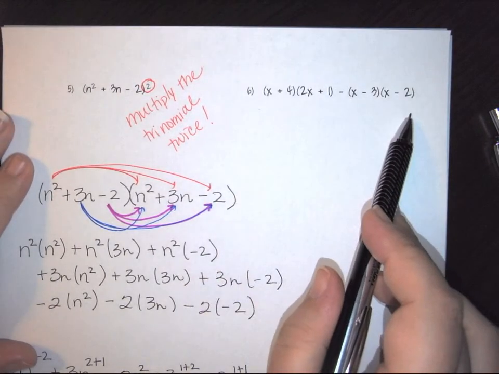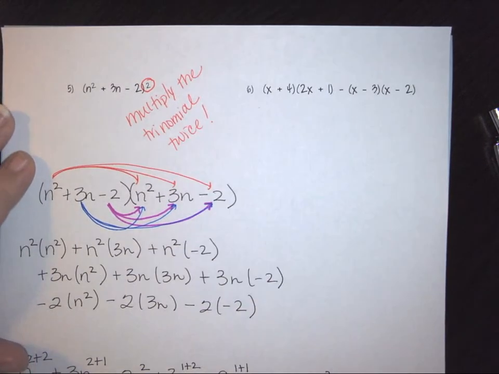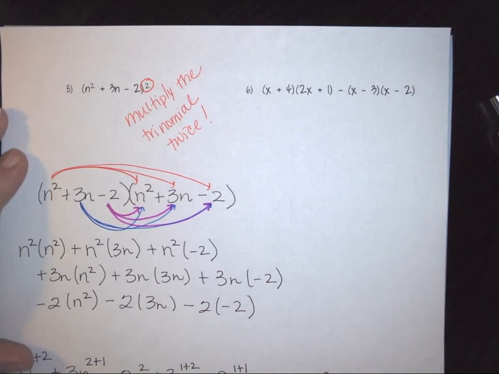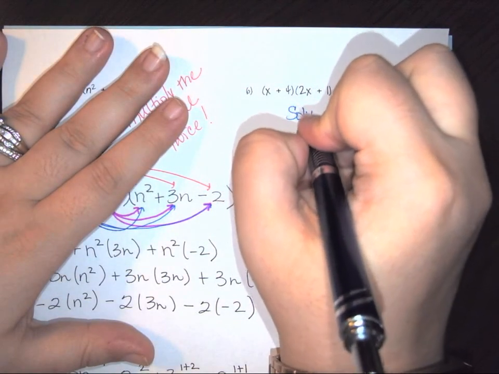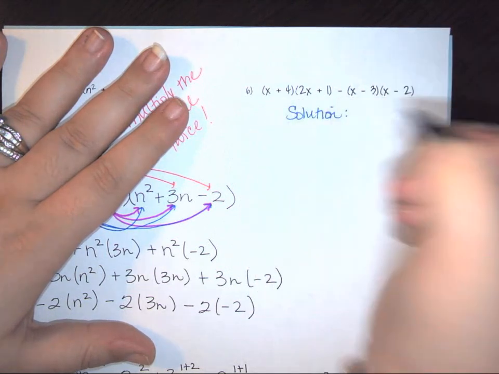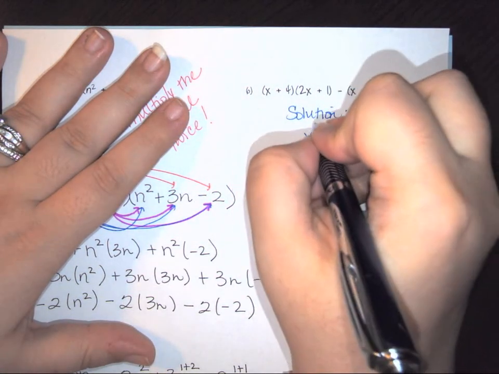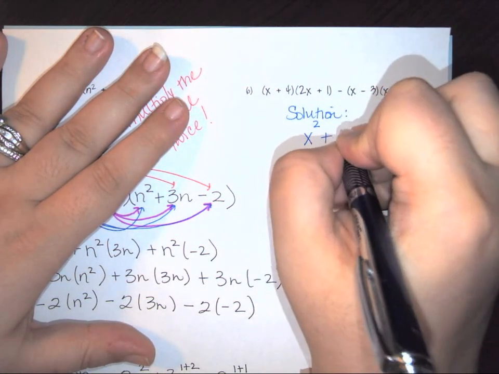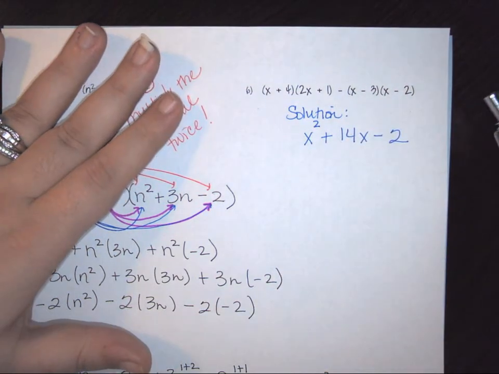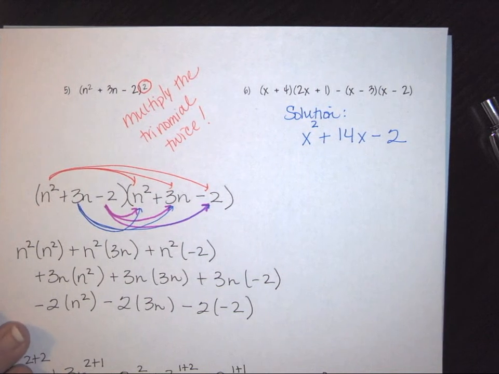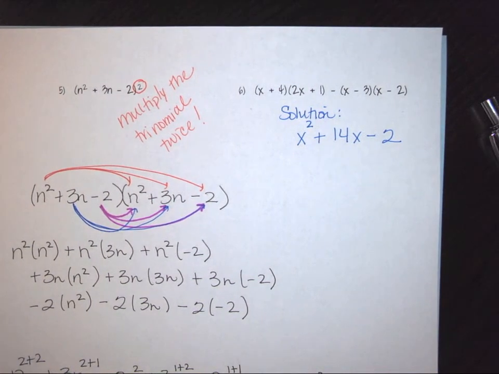This last one I have here, I have as a way for you to be able to check yourself. Let's see what you know. Let's see what you've picked up and what questions you may end up having. Your solution here should come out to being x squared plus 14x minus 2. I challenge you to try it on your own and see if you can figure it out.